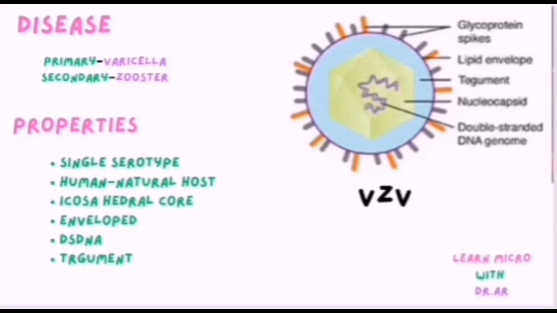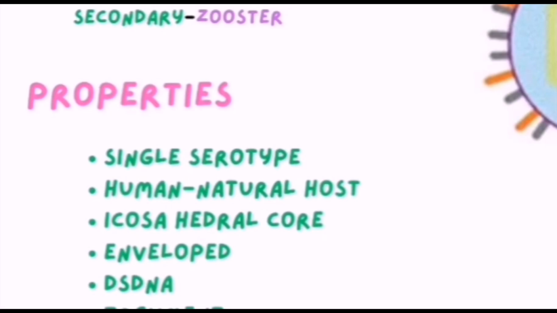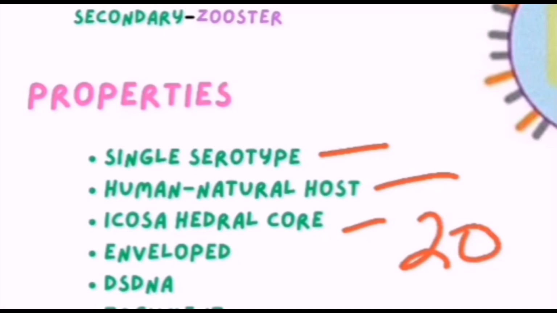So let's talk about some properties of this virus. It has a single serotype. Its natural host is human. It has an icosahedral core. It means that it has 20 corners, right? And it is double-stranded DNA, and it has a tegument.